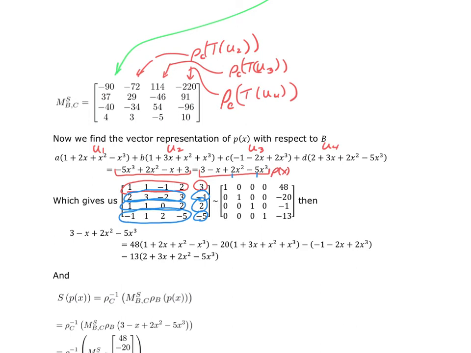Then what I do is the reduced row echelon form, and these are my multipliers for my linear combination. So how I get this is a linear combination of 48 times U sub 1, negative 20 times U sub 2, negative 1 times U sub 3, and negative 13 times U sub 4. If I do those linear combinations, I will get my P of X.